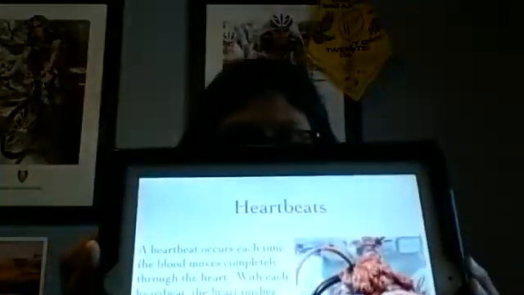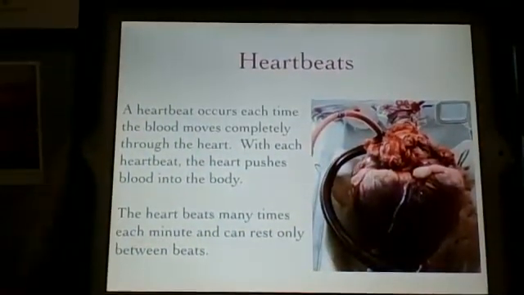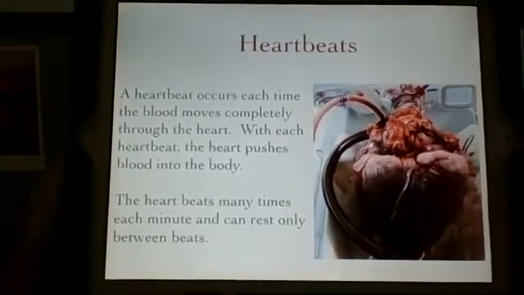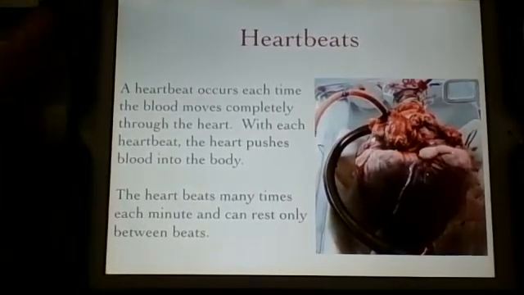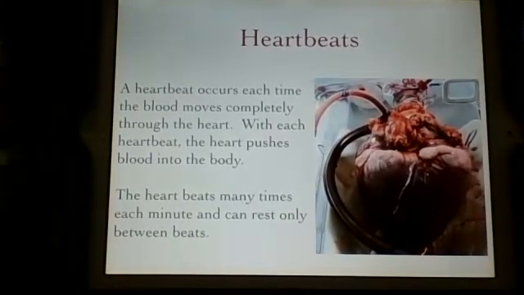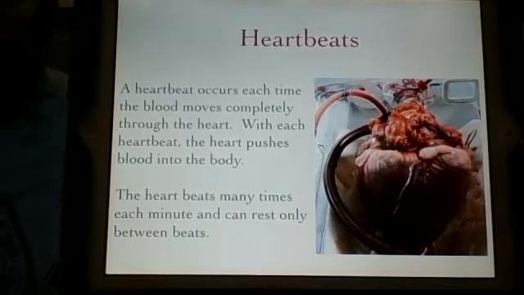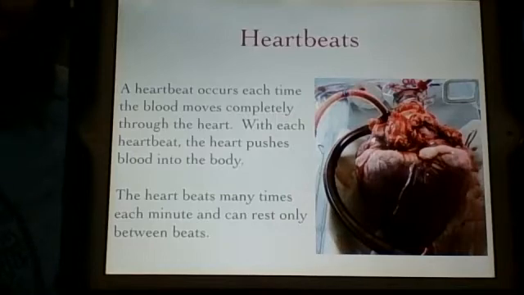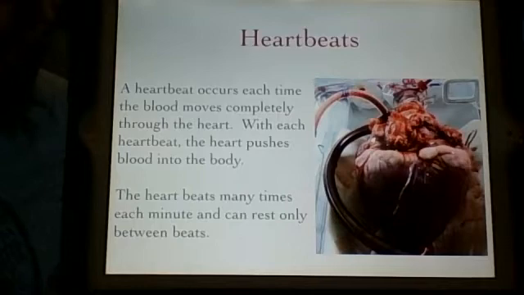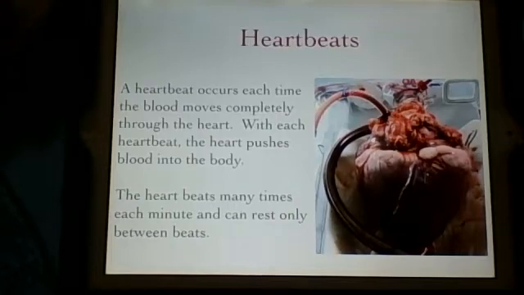Again, this first picture to start off is going to be a little much, but I'm going to just show my actual PowerPoint here. All right, so a heartbeat occurs each time the blood moves completely through the heart. And with each heartbeat, the heart pushes blood into the body. The heart beats many times each minute and can rest only between beats.